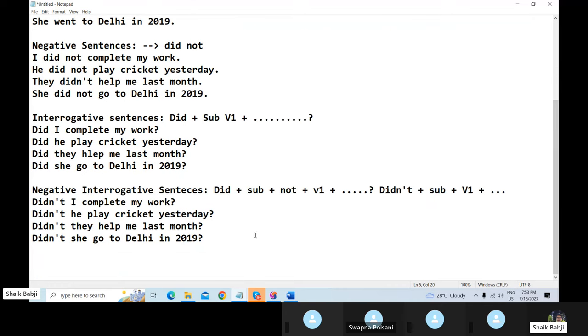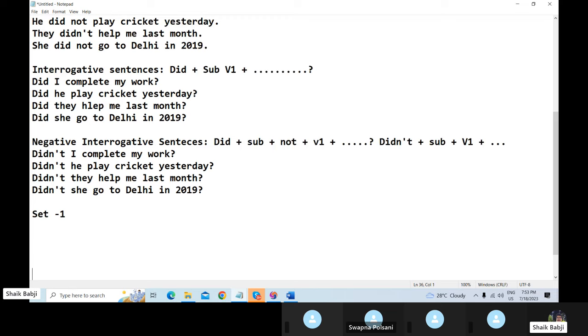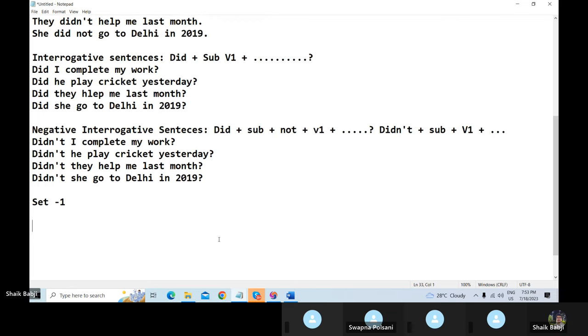Now let's write some sets. Set one. Take a verb and tell me in sequence. The sequence is positive sentence, negative sentence, interrogative sentence, negative interrogative sentence. I hope you understood the sequence. The sequence must be followed.